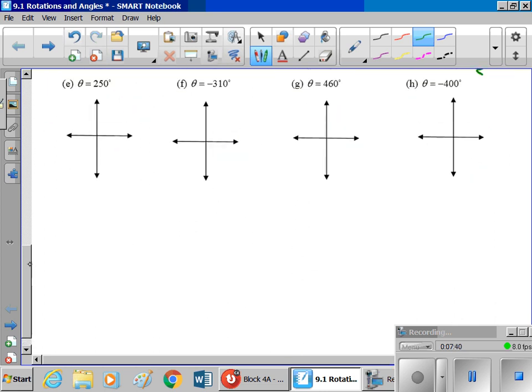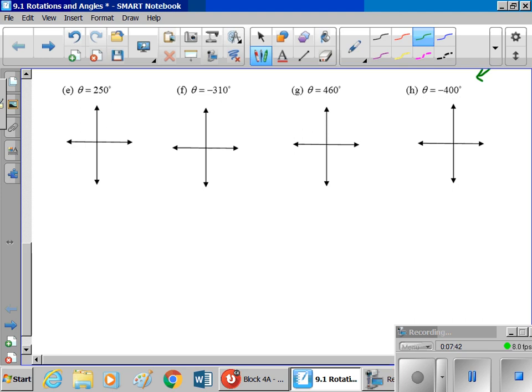Move this down. All right, so now theta equals positive 250. So initial ray, always on the positive x-axis. We're going counterclockwise because it's a positive direction. We go 90, 180, and then we're going to go 70 degrees past that, which is going to look something like that. With our little Pac-Man. That's a terrible theta. Thetas take practice to draw. I've had plenty, and yet here we are.